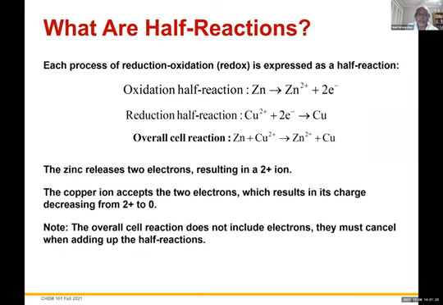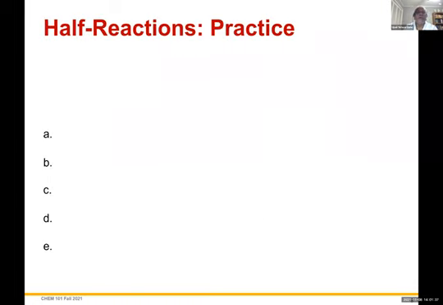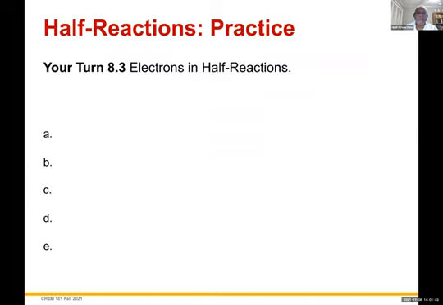The overall reaction does not include electrons. They must cancel when adding up the half reactions. Electrons are just transferred, so they are neither created nor destroyed. Therefore, electrons must be cancelled when adding half reactions. So let's look at half reactions and tell whether they're oxidation or reduction.